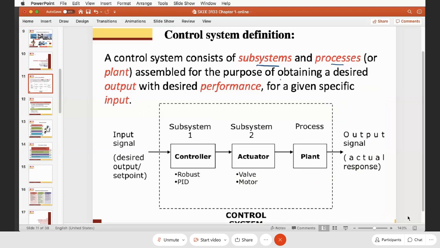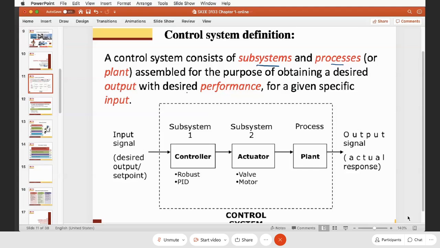Assembled for the purpose of obtaining desired output. So meaning that we try to get what is the set point of your output. When you set the temperature of your room to be 20 degrees, we must get that 20 degrees. Okay, so our system follows our set point, our desired output. That is the control system. Actually, what we need is our system follows our desired output or our set point.